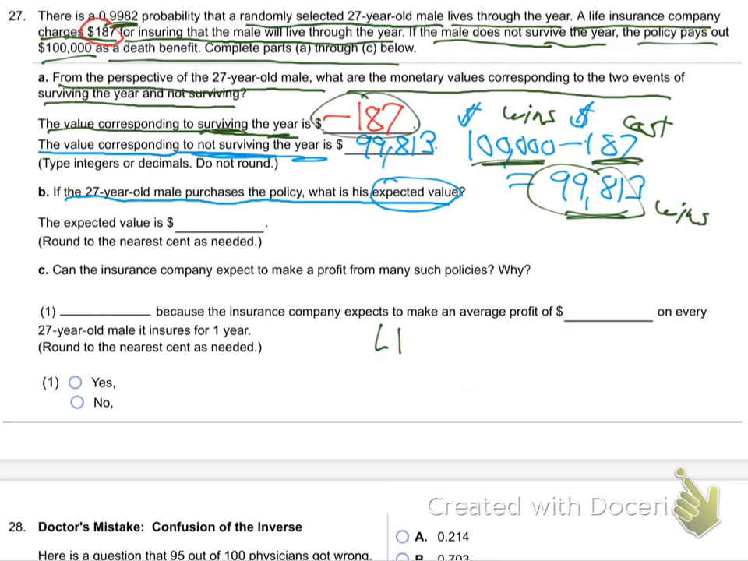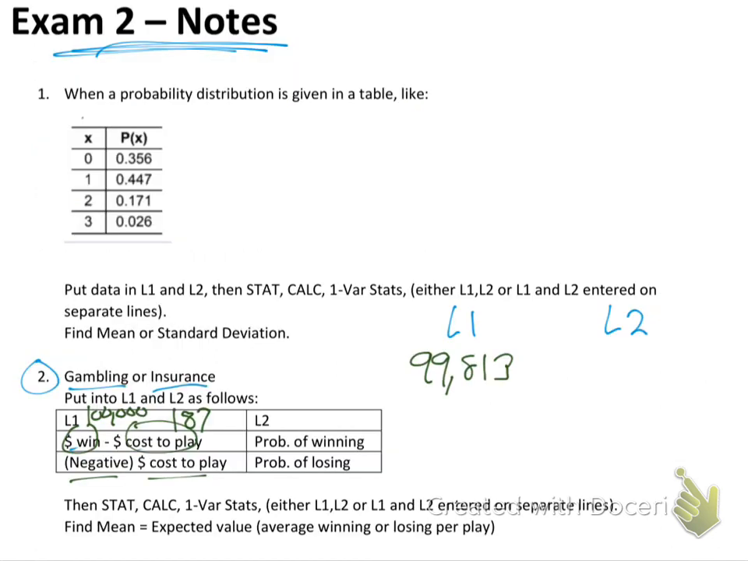Below it goes the negative cost to play, like we have. It doesn't matter which one you put in the top and the bottom. The negative 187, that's the cost to buy the policy. So this is the positive if he dies because he gets a lot of money, and this is the negative if he lives through the year.